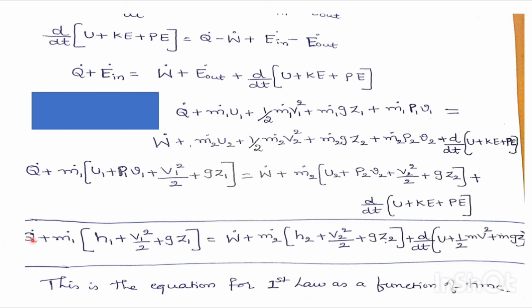Now you can see here Q dot plus m1 dot. So u1 plus p1 v1 is nothing but h1, small h1, the specific enthalpy. So this is replaced by enthalpy plus v1 squared divided by 2 plus g z1, equals W dot plus m2 dot. Here also it is replaced by the specific enthalpy, h2 plus v2 squared divided by 2 plus g z2, plus this term which remains as it is. So d/dt, here I have written u plus kinetic energy replaced by 1/2 m v squared, and potential energy replaced by m g z. So this is the equation for the first law of thermodynamics as a function of time for an open system.